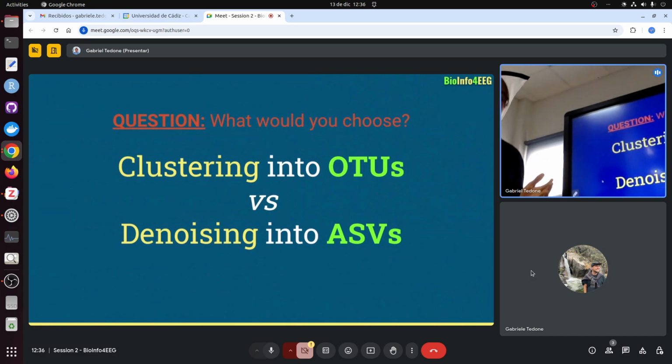So I would ask you, what would you choose if I gave you a data set now? What would you choose? Clustering into OTUs, or would you denoise into ASVs?